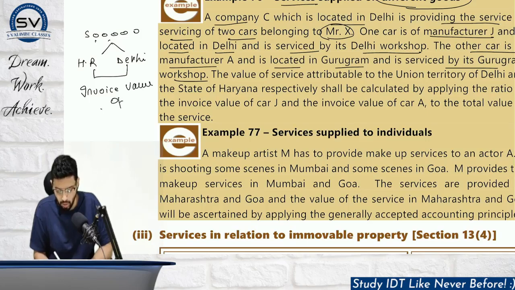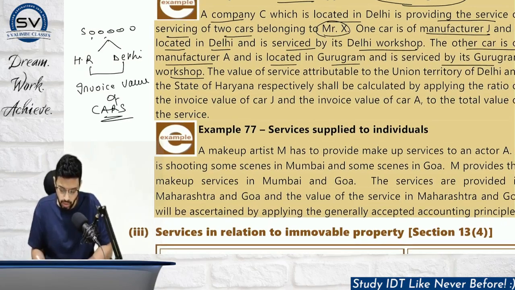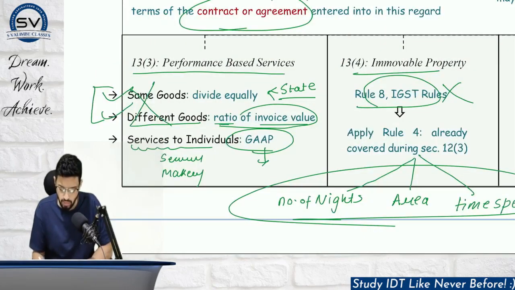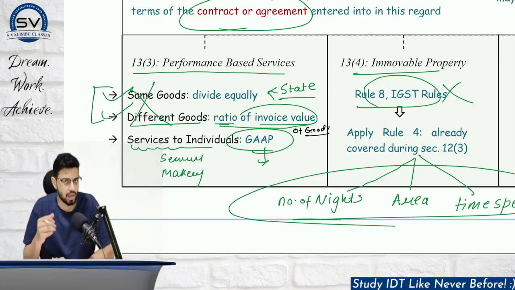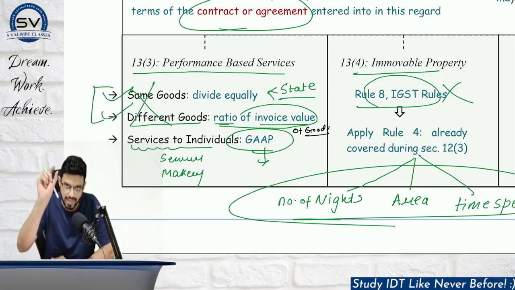Invoice value of cars. Hope this is clear. Okay, so you have to note that you have to use the invoice value of cars, so goods basically. So if, let's say, one car is of 5 lakh, another car is of 3 lakh, then 5:3 will be the ratio of dividing that service value.